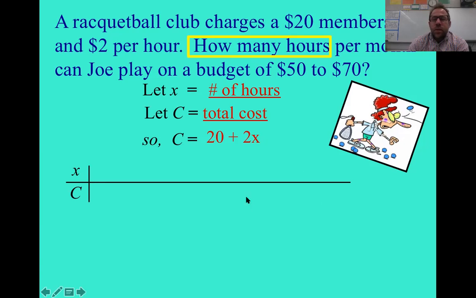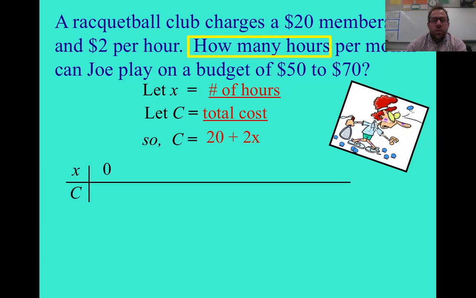So now let's say that Joe goes down to the racquetball club and signs up. He pays his $20 membership, and then he walks outside, steps off the curb, and breaks his ankle. So he's not going to be able to play racquetball. Do you think if he goes back in and asks for his money back, they're going to give it back? Maybe, but probably not, especially if he breaks his ankle a day later. They don't really care. They got his $20 membership.